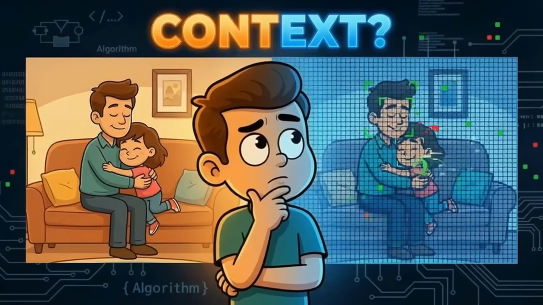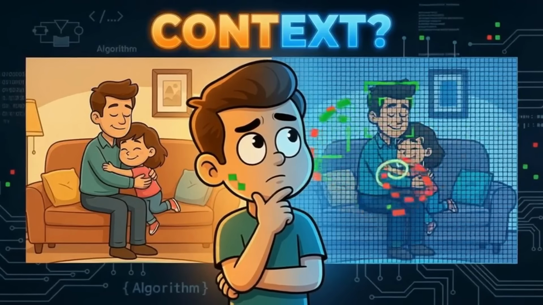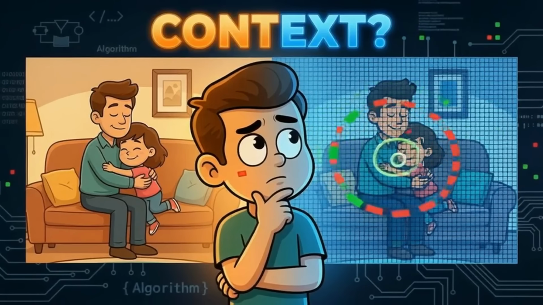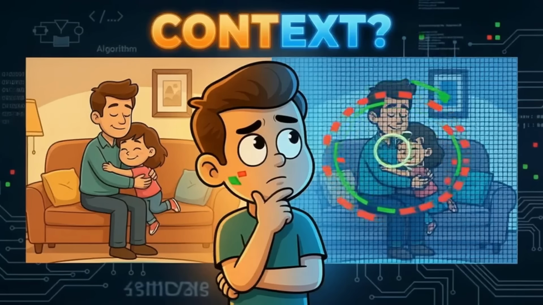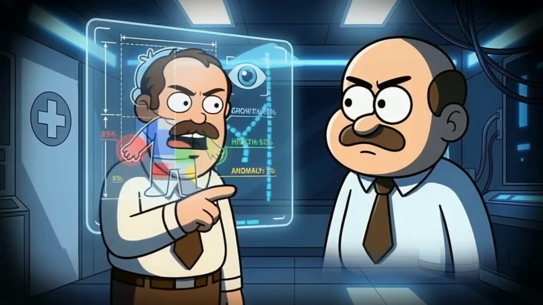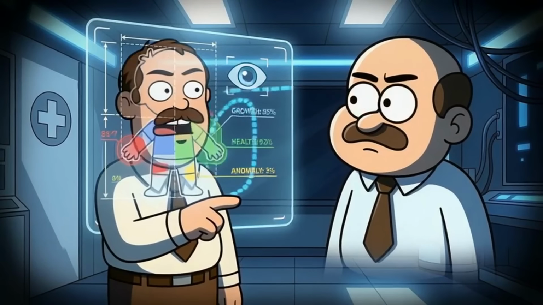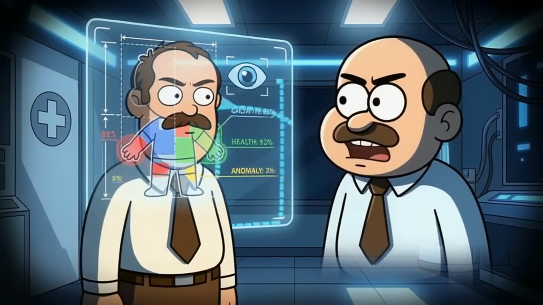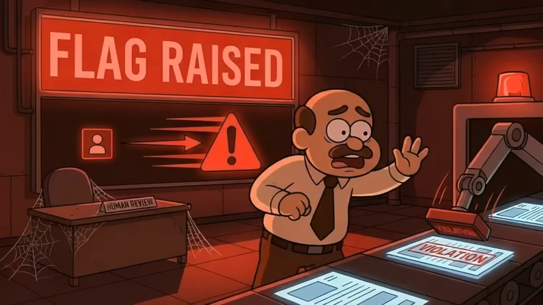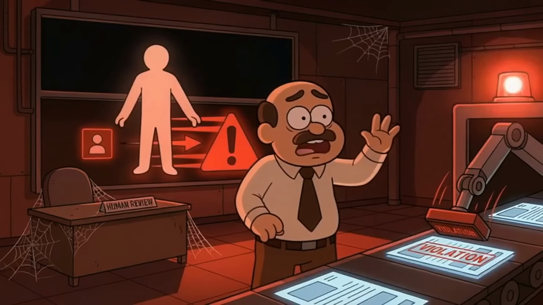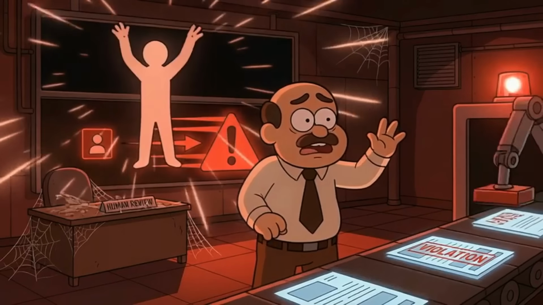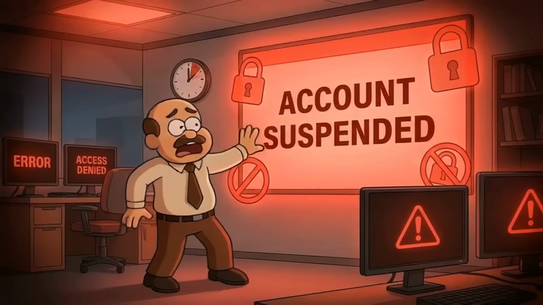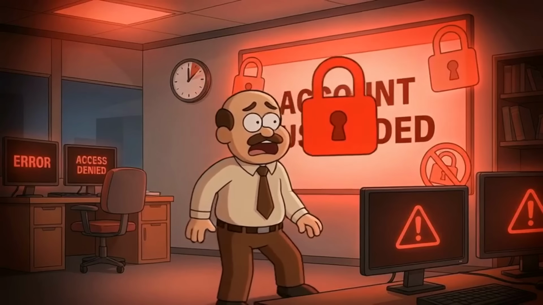But here's the problem. The AI doesn't see context the way you do. It's looking at pixels, matching patterns, analyzing shapes and skin tones it learned from training data. When a dad photographs his toddler's diaper rash to show a doctor, the AI sees skin tones in specific areas. It sees body proportions that match certain parameters. It doesn't see a medical consultation, it sees a potential violation. The flag gets raised instantly, and no human reviews it first. Your account gets suspended immediately with no warning.